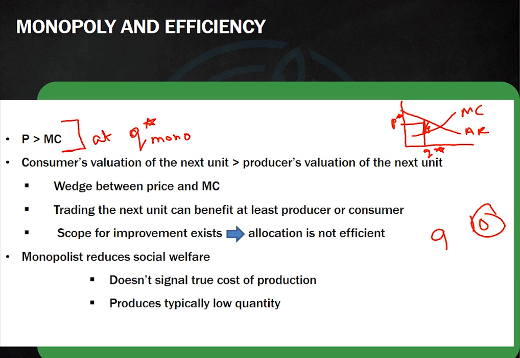So monopolist basically reduces the social welfare by not signaling the true cost of production and producing a lower quantity than the perfectly competitive firm. If the same output was being produced in a perfectly competitive industry, we would actually see this level of output to be sold, which is higher than the monopolist output. So a perfectly competitive industry would sell where P is equal to MC, and all these extra units would be sold and all the surplus would be obtained.